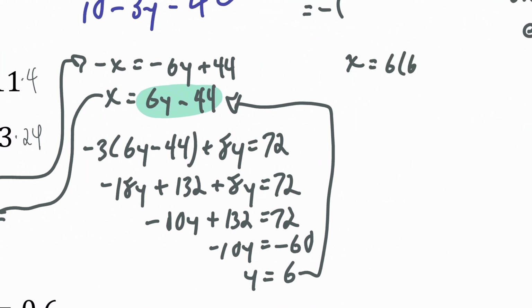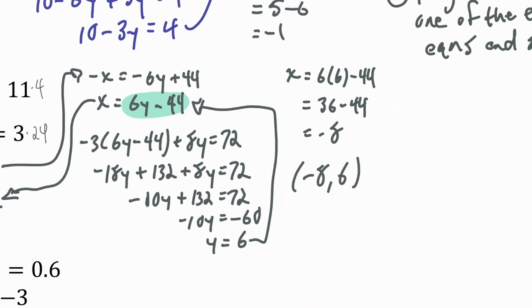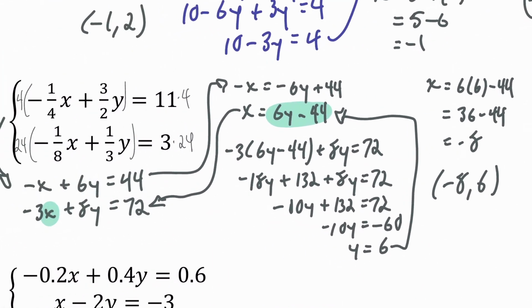equals 6 times 6 minus 44. So that's 36 minus 44, so I get negative 8. Okay, so the ordered pair is negative 8, comma 6. Okay? And what you might want to do, just for your own benefit, just for extra practice, is rework this problem using elimination and just see how it goes, and you should get the same answer, just for extra practice.